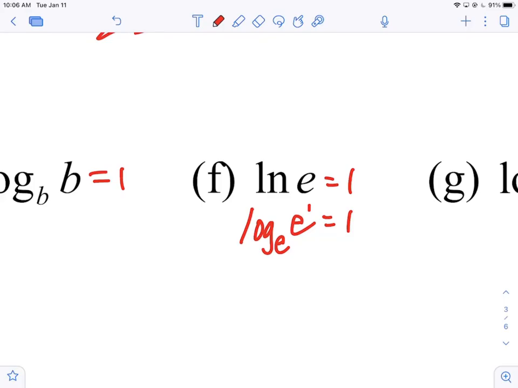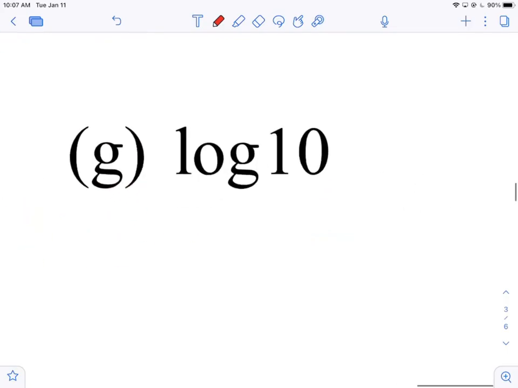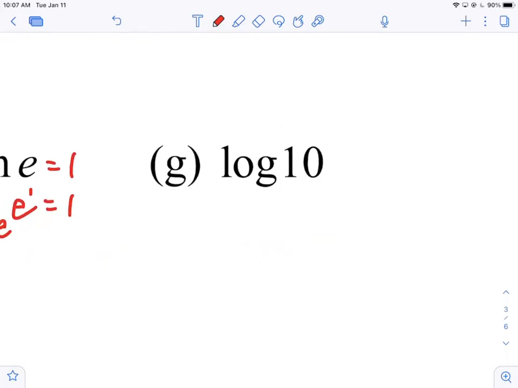1. What's log of 10? 1. What's log base 7 of 7? 1. What's log base 2/3 of 2/3? 1. Good. Oh, look, there we go. What's log of 10? It's 1, because really it's log base 10 of 10 to the first.